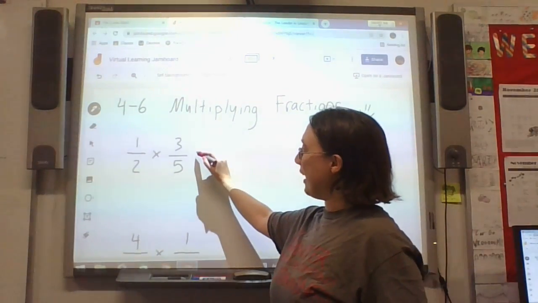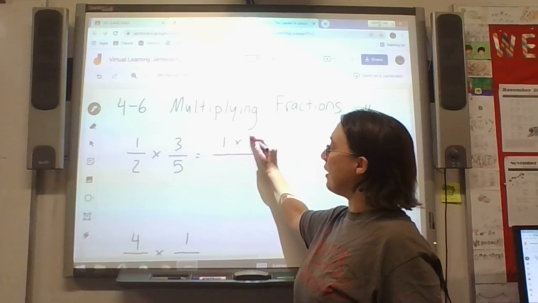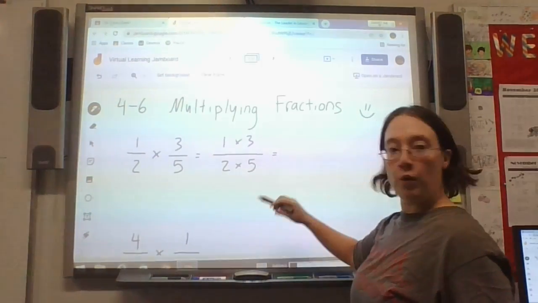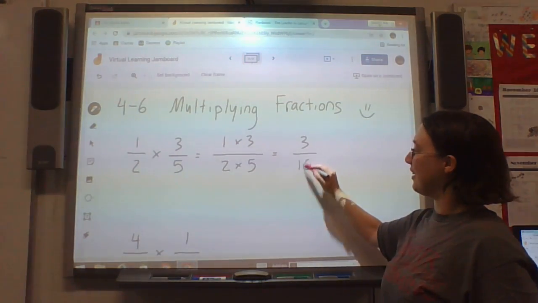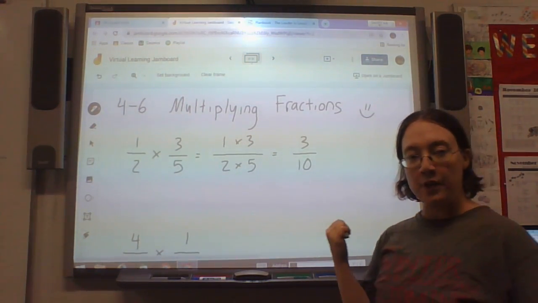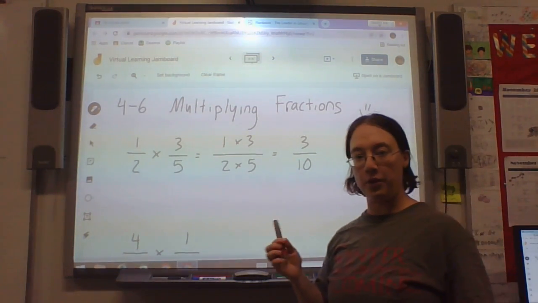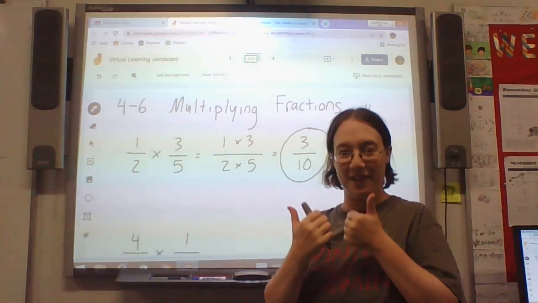So if I'm taking 1/2 times 3/5, we're really just taking 1 times 3 over 2 times 5. And 1 times 3 is 3. And 2 times 5 is 10. And if we can reduce it, we want to, but this one's not going to reduce because there's nothing that goes into both 3 and 10, so that's it. Yay, sometimes things are nice.